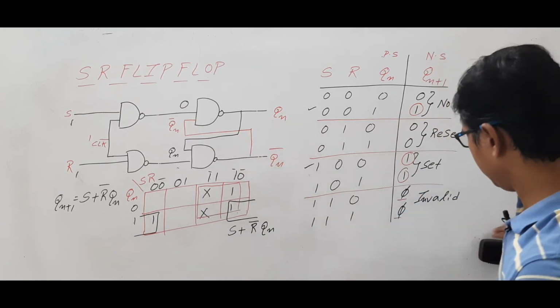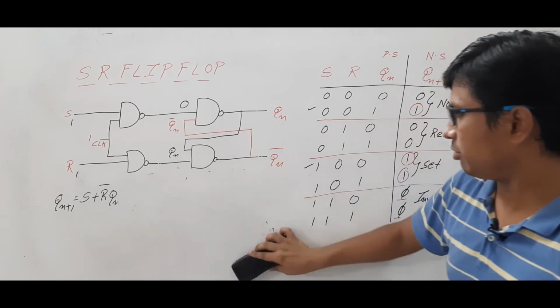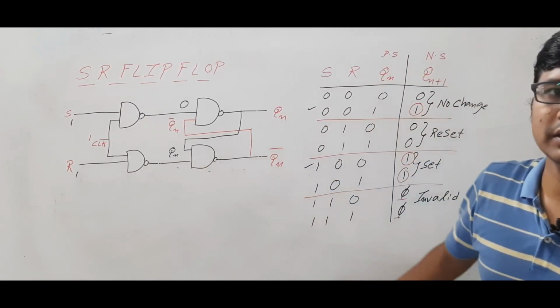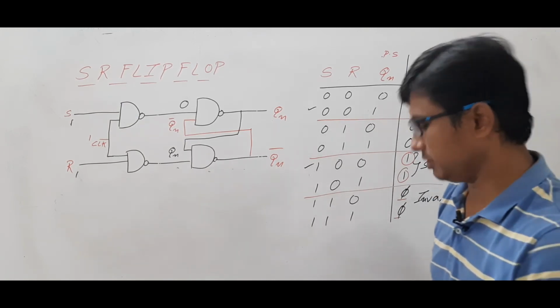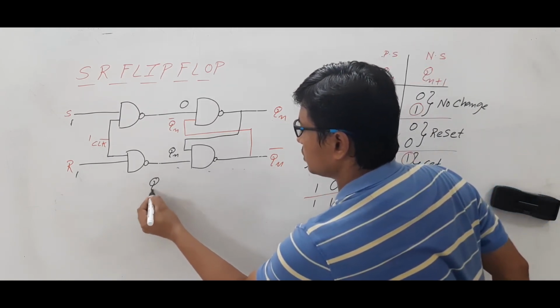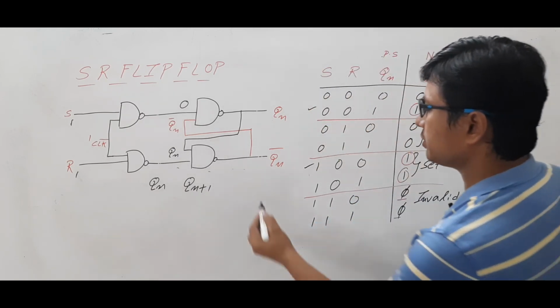Is it clear? So now let me discuss the excitation table of the SR flip-flop, which will be useful whenever we are translating one flip-flop to another flip-flop. Let me discuss the excitation table. The excitation table will have the inputs as Qn and Qn plus 1, and then you have S and R.